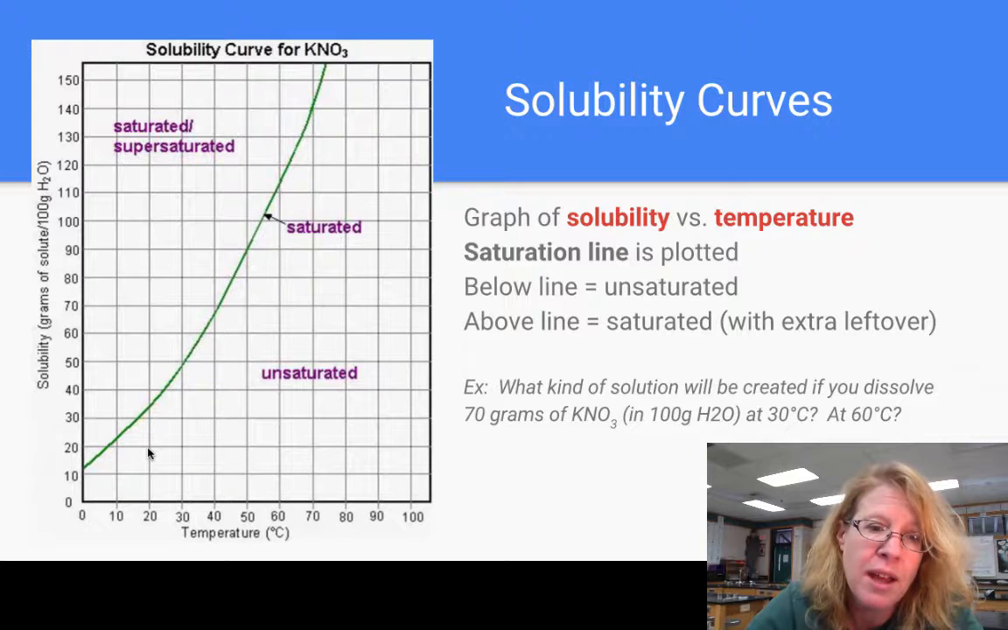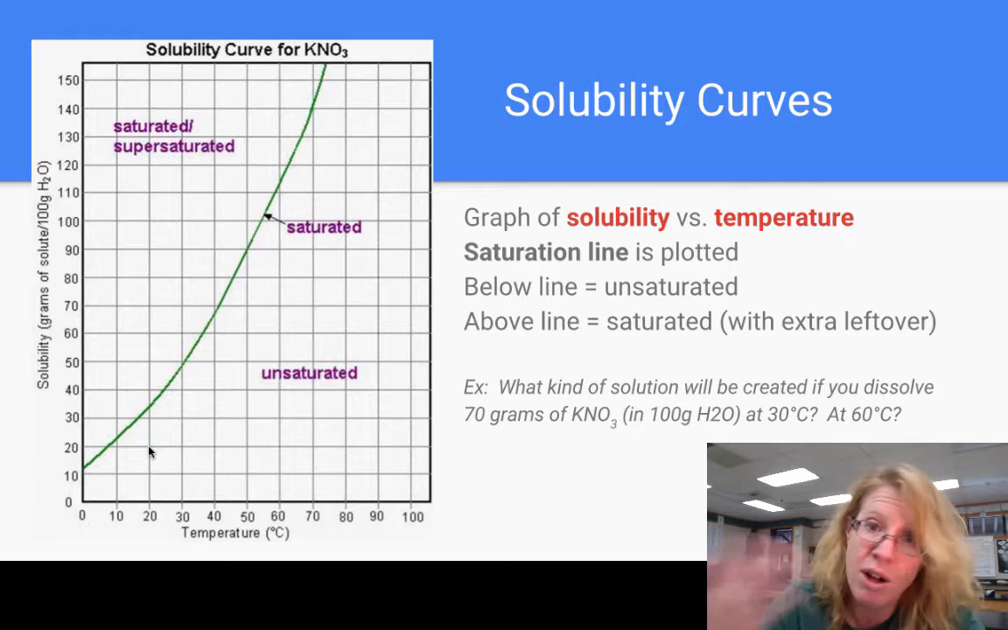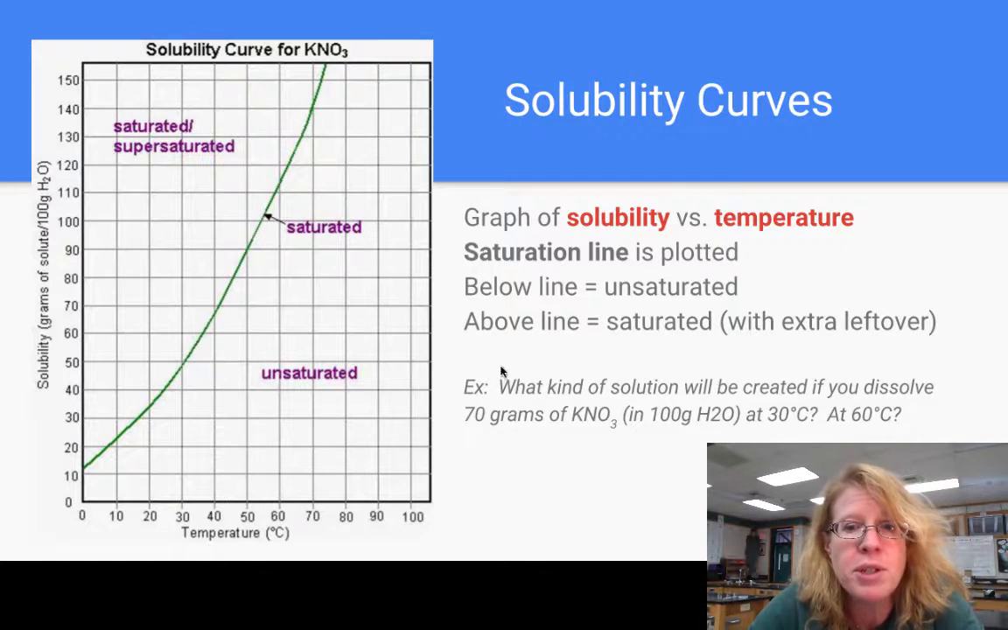If I go less than that at 20 degrees, like only 20 grams, I'm under the saturated line. That means I'm unsaturated, right? And it would actually be able to hold more. It's all going to completely dissolve and just look like a clear solution. So there's an example of a problem that you can do on here.